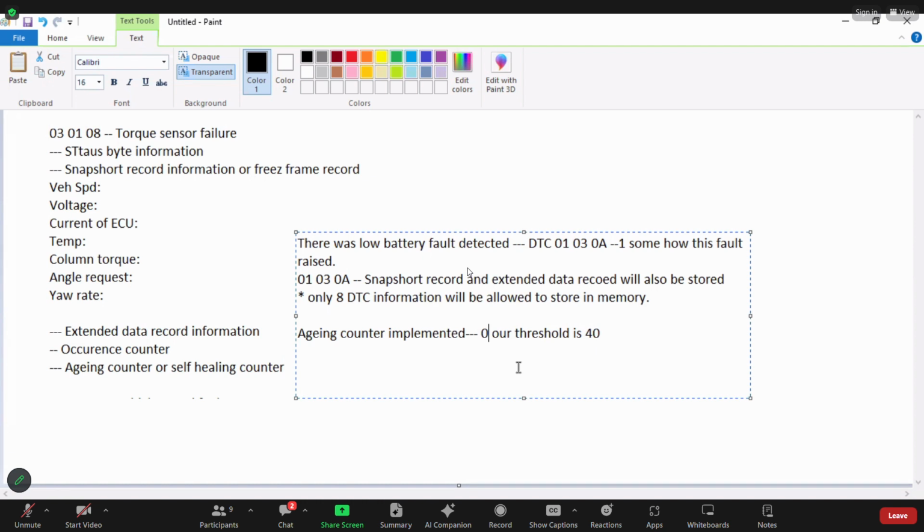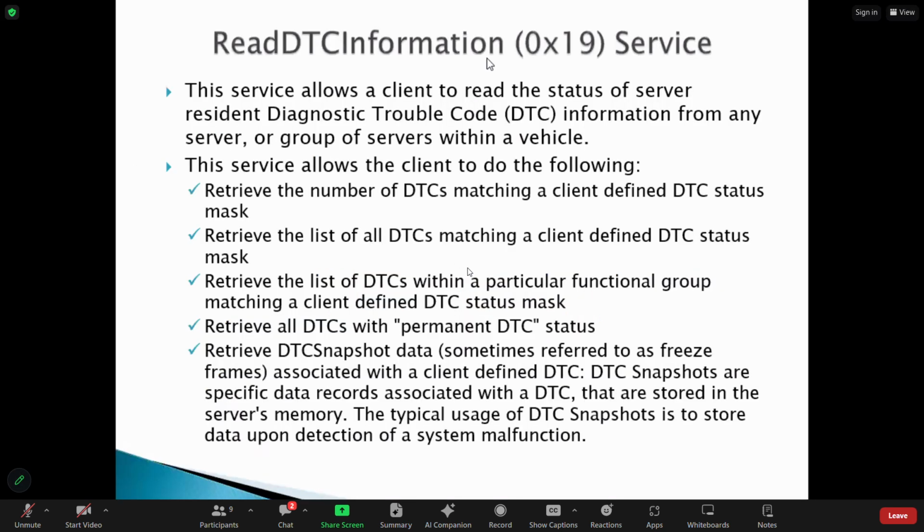Okay. So using the 19 service, now we'll come to the PPT. This is the snapshot record and extended data record. In the snapshot record, different parameter records will be stored, like voltage, ECU temperature, ECU current, vehicle speed, engine status, and ignition state. So many parameters are possible, and that depends on the OEM. That list will be given by the OEMs.